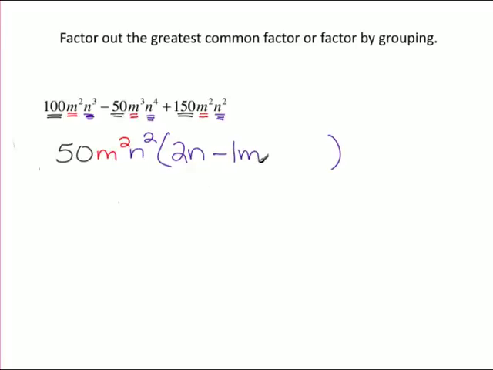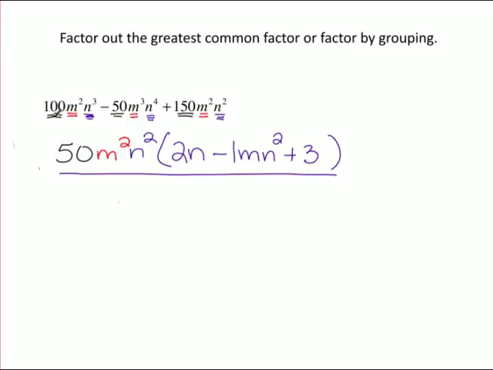I'm missing one of the m's, and I'm missing 2 n's. So n squared times n squared gives us the n to the fourth. Plus 3, 50 times 3, that's 150, and then we have m squared and we have n squared, so we're done. So this is the answer.